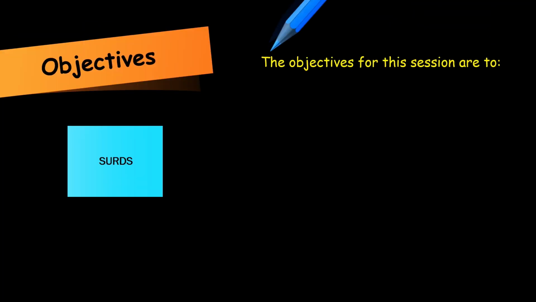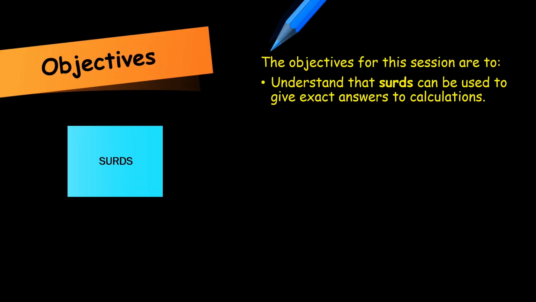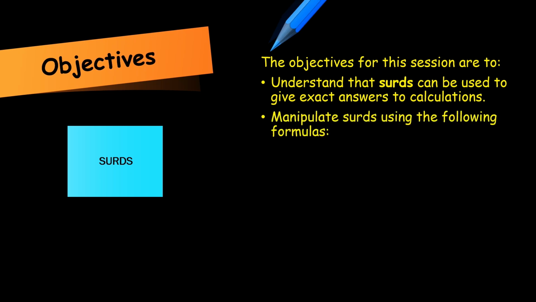The objectives for this session are to understand that surds can be used to give exact answers to calculations and manipulate surds using the formulas shown. Root AB equals root A times root B, and root of A over B equals root A over root B.